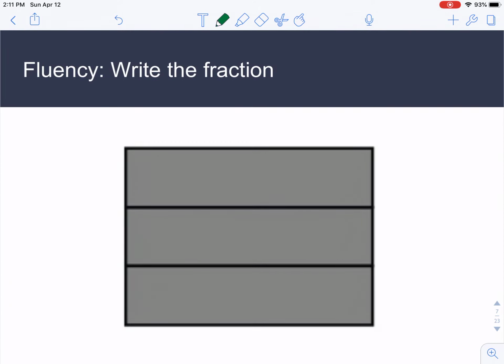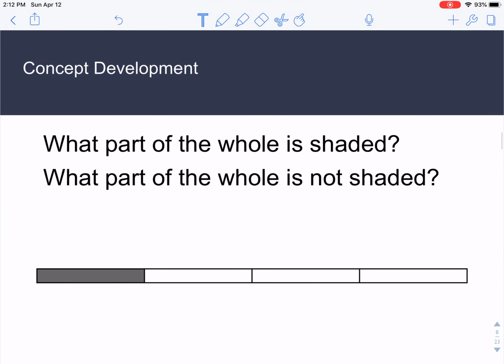Okay. Let's try and write the fraction of this shape that is shaded. Now, step 1, fraction bar. Step 2, number of equal parts. And remember from last time, we know that even if it's shaded, it still counts as an equal part. So we have 1, 2, 3 equal parts. But we also know that there are 3 equal parts that are shaded. So our fraction is 3/3, which also means that 1 whole is shaded.